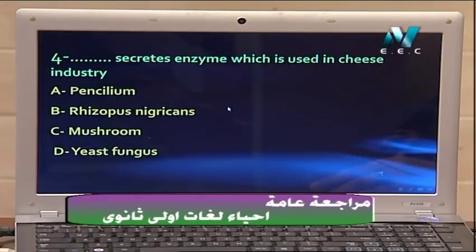Fourth question. Secrete enzyme which is used in cheese industry. We have 4 choices: penicillium, Rhizopus nigricans, here bread mold, mushroom, and yeast fungus. Secreting enzyme and used in cheese here, the suitable answer will be Rhizopus nigricans. Rhizopus nigricans is used to produce the enzyme.